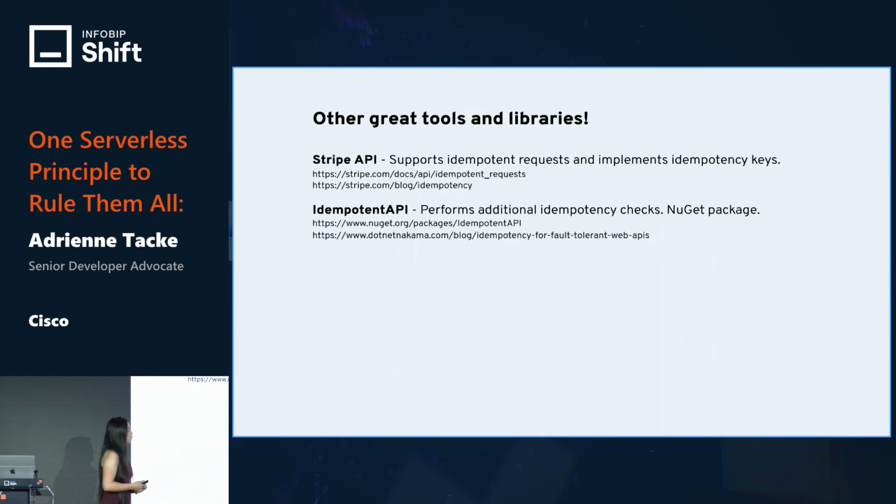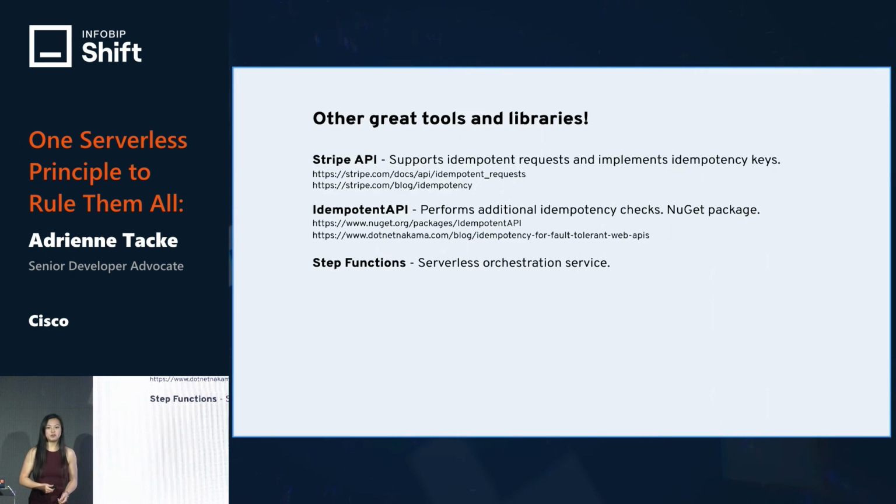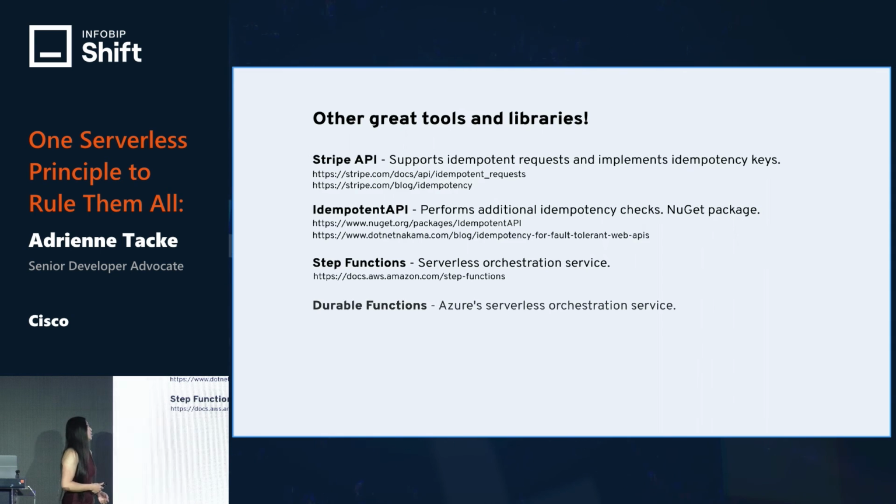There is a blog post by .NET Nakama that explains why this can help for fault-tolerant web APIs. We have Step Functions, of course, which is AWS's serverless orchestration service. And we have Durable Functions, which is the Azure equivalent of the orchestration service.